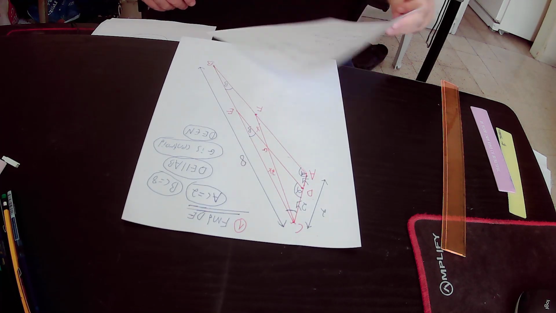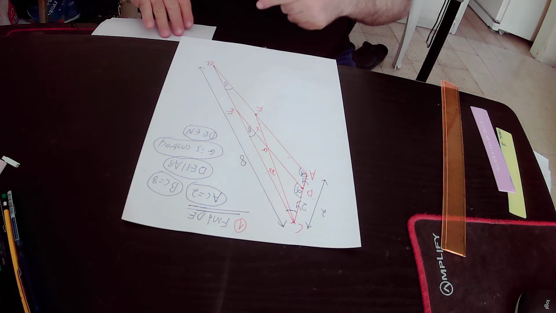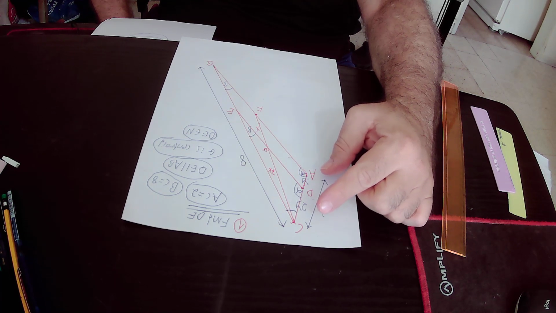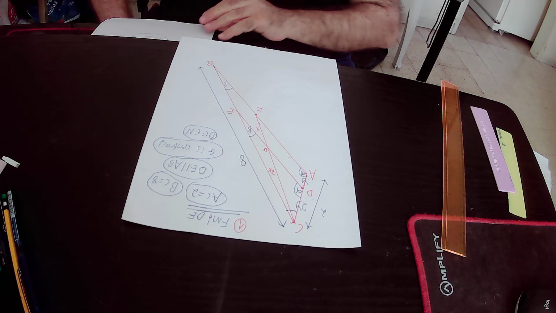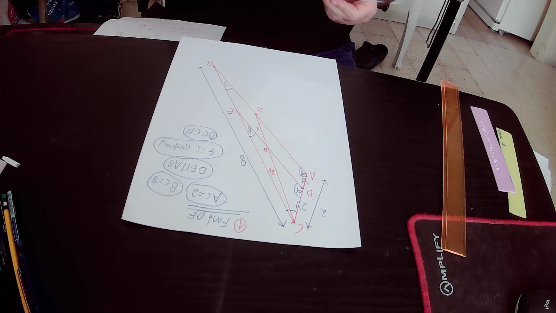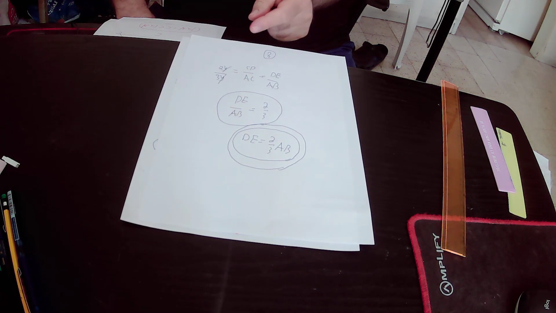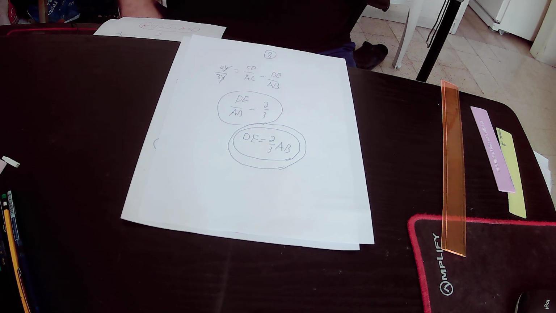Okay, so from the fact that triangle ABC is similar to triangle CDE, we can conclude that CD over AC is equal to DE over AB. Because triangle ABC is similar to triangle CDE, we can write down the following relationship: CD over AC equals DE over AB.